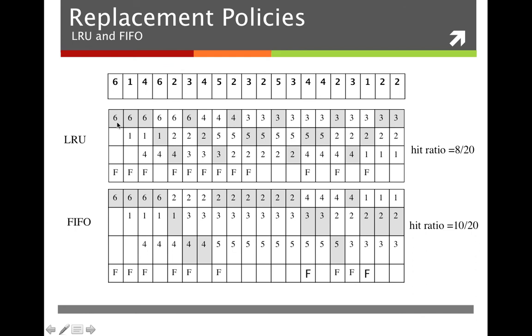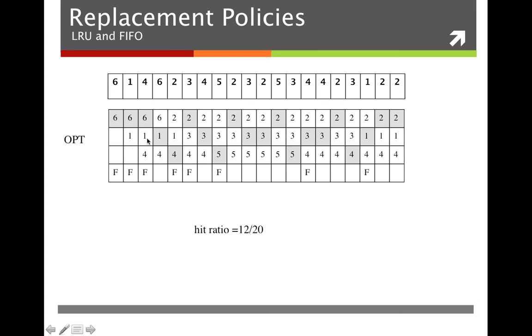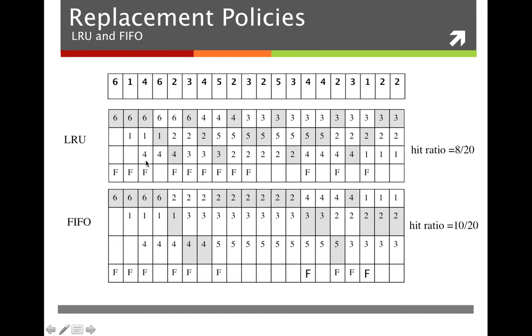So 6 initially is not in our cache, so it comes in, there's a fault. 1 comes in, it's a fault. 4 comes in, it's a fault because it wasn't there. And now 6 is requested again, it is in there, so there's no fault. 2 is going to come in, and we look back to see exactly which is the one that is least recently used. Clearly 6 isn't the one. 4 isn't the one, but 1 is. So 1 must go, and 2 replaces 1. 2 is the one that wants to come in, and 1 gets replaced by 2.